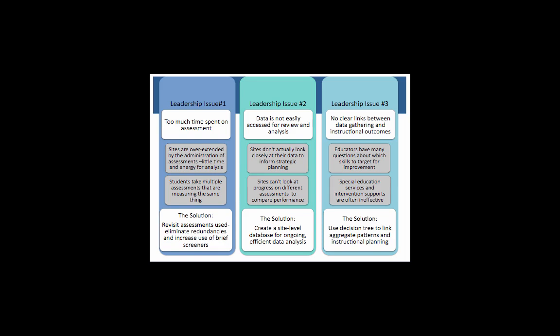A second area where this leadership issue is relevant is in relation to special education services and interventions and supports that are often ineffective. We are often choosing interventions to target an entire population of readers in the needs improvement band that are not specific enough to support their issues with code-based or meaning-based skills. This suggests that we need to link more carefully our interventions with the sorts of skills that students actually need support to develop. So we suggest that you use a decision tree to link aggregated patterns in student data to instructional planning, a concept that I will discuss in greater detail in just a moment.